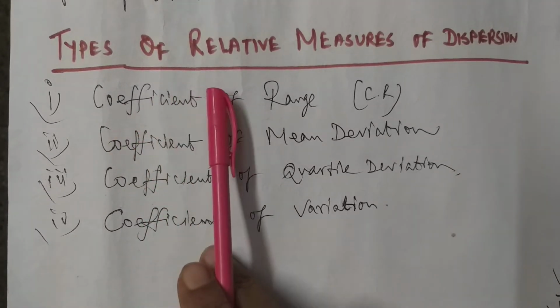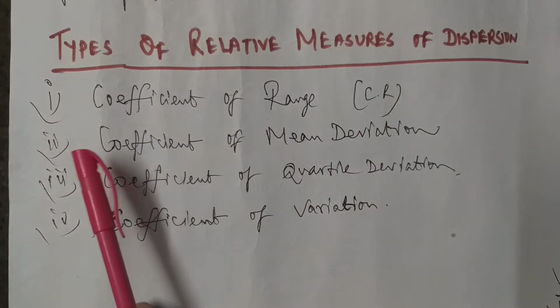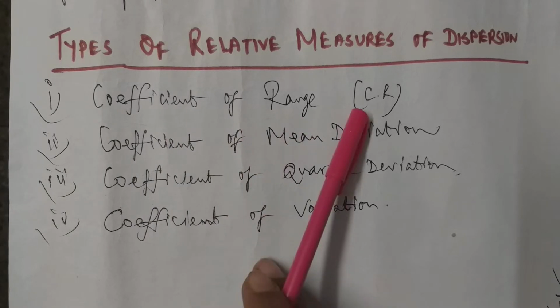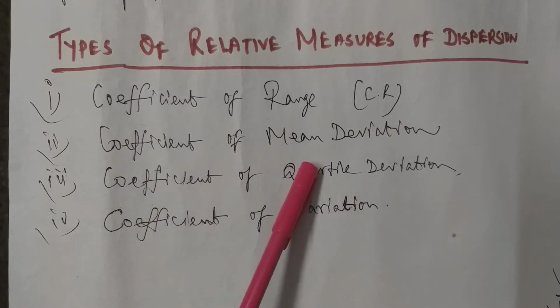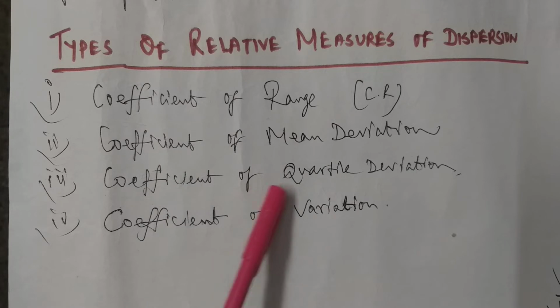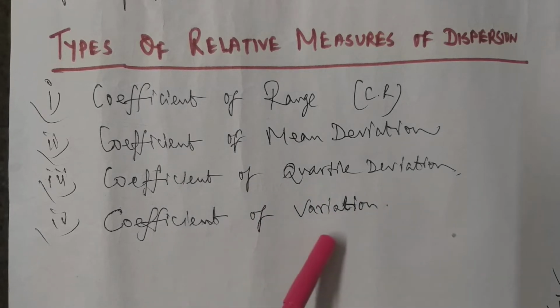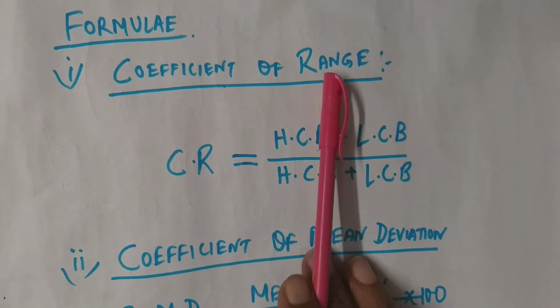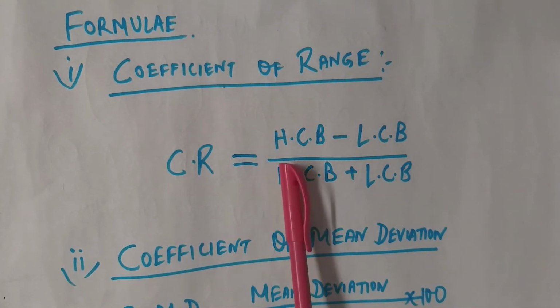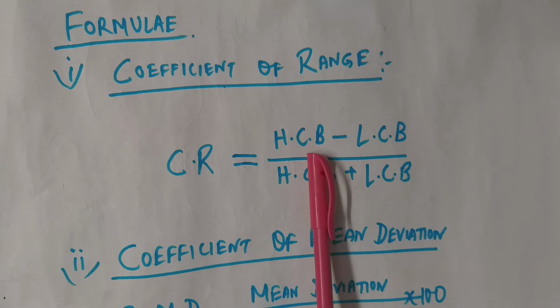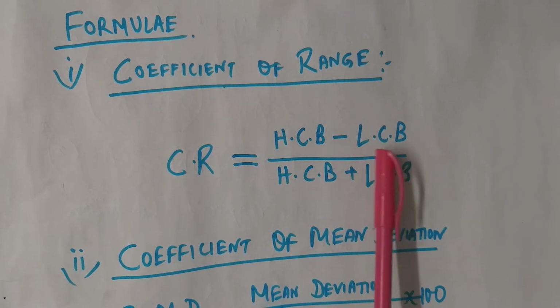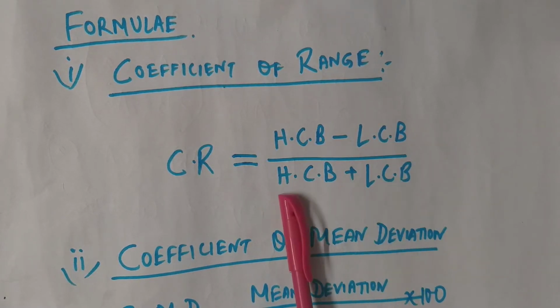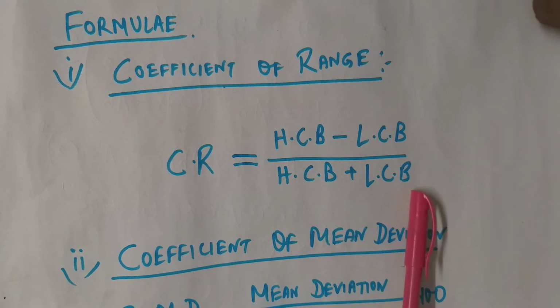Now, types of relative measures of dispersion are as follows. Number one, coefficient of range CR, coefficient of mean deviation, coefficient of quartile deviation and coefficient of variation. Now, the formula of coefficient of range CR equals HCB, that is the highest class boundary, minus LCB, lowest class boundary, divided by highest class boundary plus lowest class boundary.